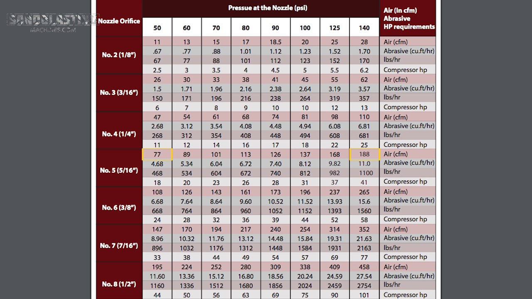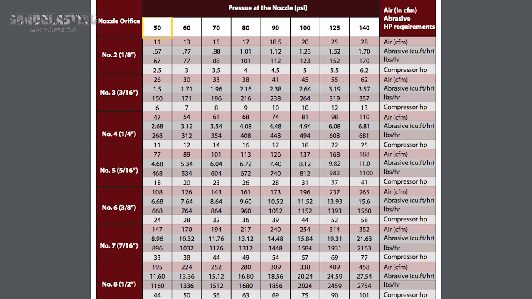Looking at the pressure side, minimum blast pressure to run one of these machines is going to be 50 PSI. That's why the chart starts with that number. And then they're rated out to 150 PSI. Of course, we don't want your maximum rating out on the chart, so we're going to give you numbers up to 140 PSI.